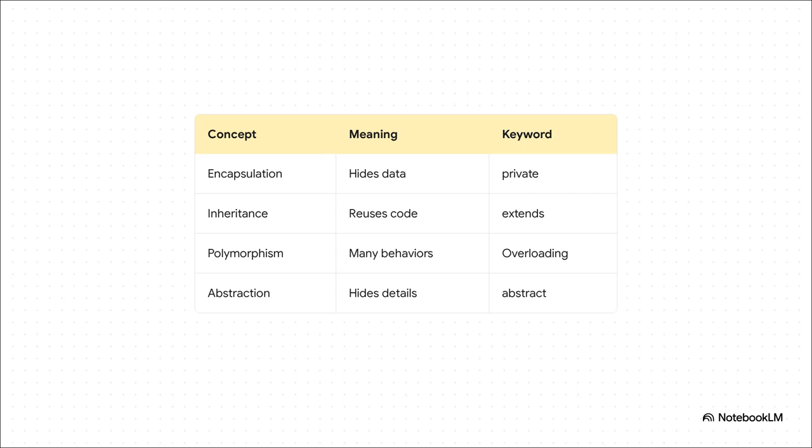Encapsulation? It hides data using private variables, accessed via getters and setters. Inheritance? Reuses code from another class using the extends keyword. Polymorphism? One method, many behaviors, achieved through overloading and overriding. And abstraction? It hides implementation details using the abstract or interface keywords. Whenever you get stuck, just mentally return to this exact summary.